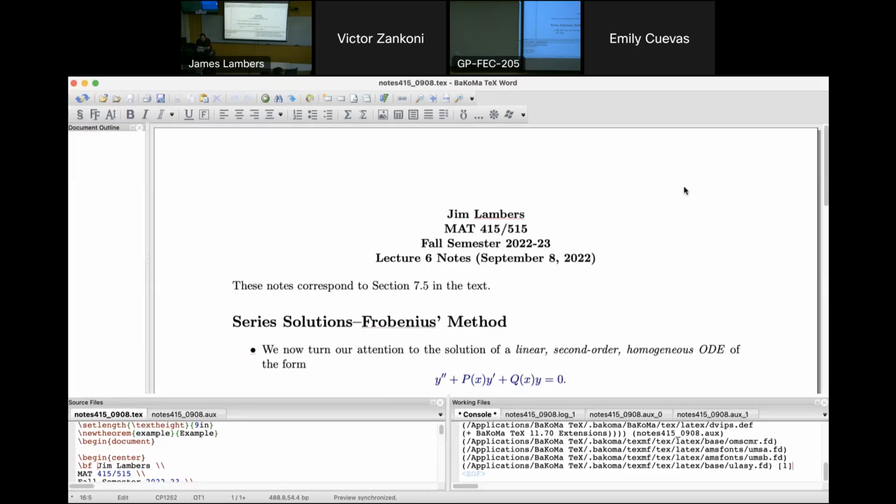So we're moving on from vector spaces, linear operators, that sort of thing. We'll deal with how we solve certain ODEs by expressing the solution as a power series with unknown coefficients, and the goal is to find those coefficients.